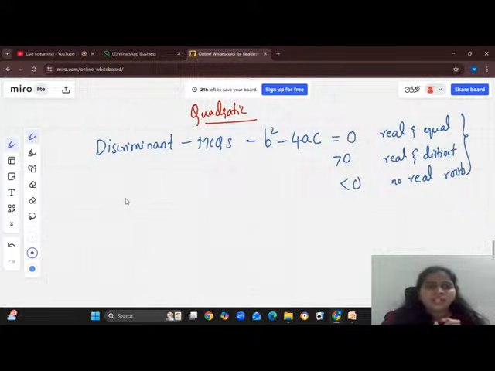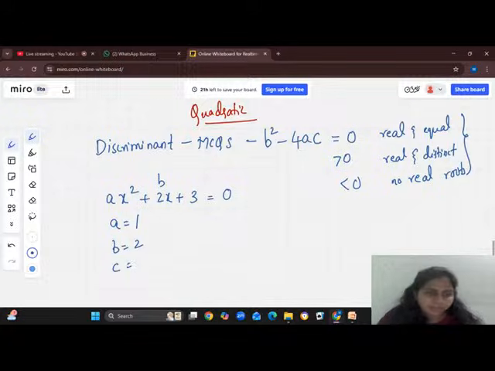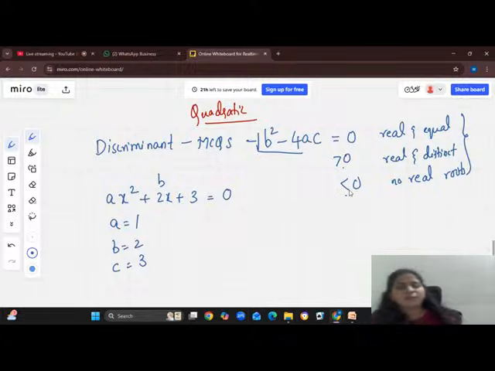Okay. So for example, if I take an equation x square plus 2x plus 3 equal to 0, now how can I find my discriminant? Here a value is 1. Write down a value 1, b value 2, and c value as 3. Now just substitute these values in your discriminant, b square minus 4ac. Then you will get the values. Depending upon whether it is equal to 0, greater than or less than 0, you have to decide and find out.